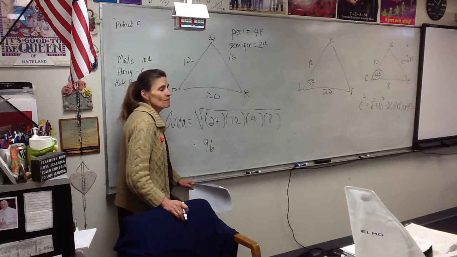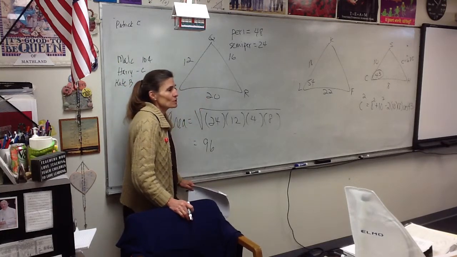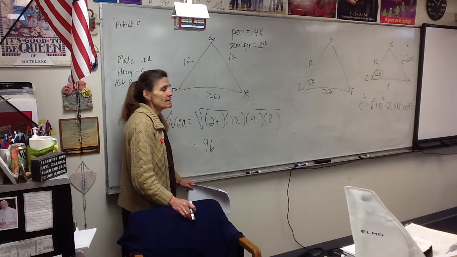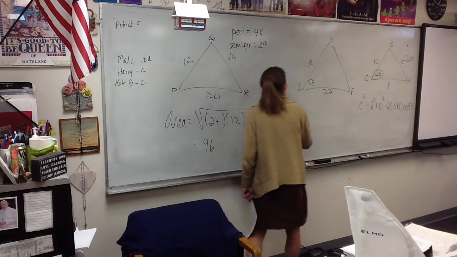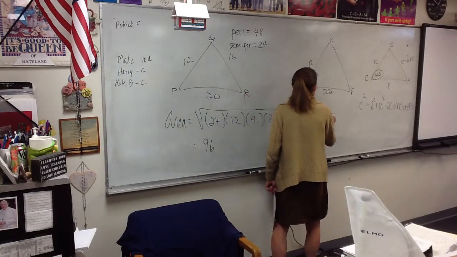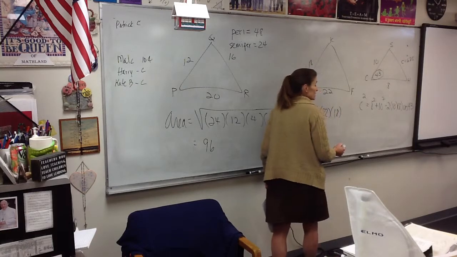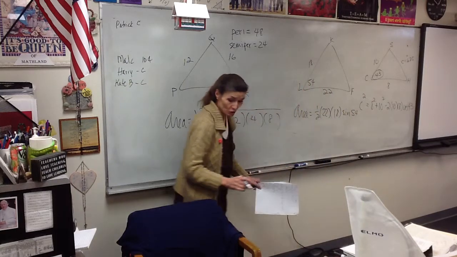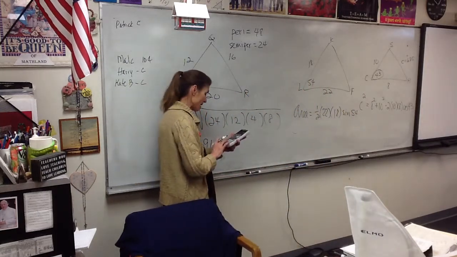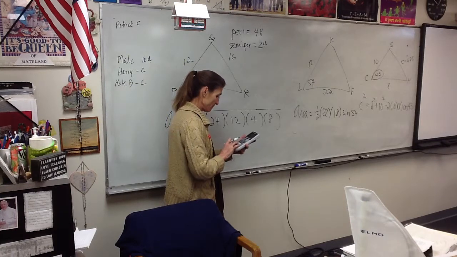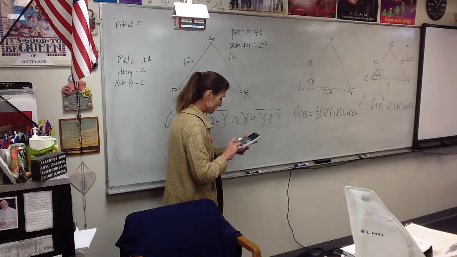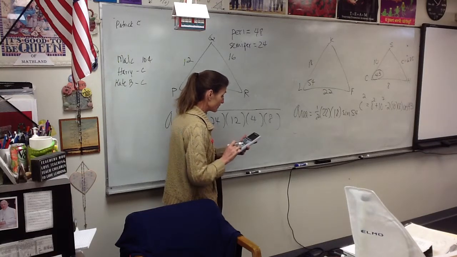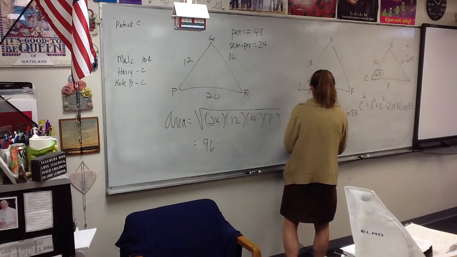Okay. How do we find the area of this triangle? Very easy. 1/2 side, side, sine of included angle. If you forget the sine part, you're going to get the wrong answer. 1/2 times side times side times sine of included angle. I got 160.19.